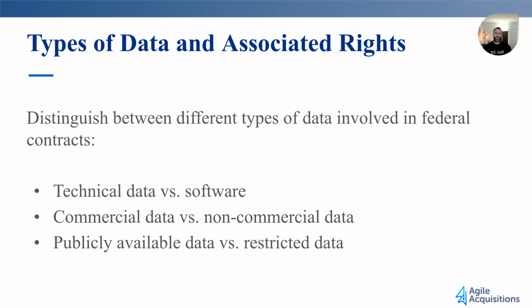Commercial versus non-commercial. Commercial companies will generally have established rights that they introduce anytime they sell. Think of Microsoft terms and conditions, end user license agreements. And non-commercial data is software that we've paid for as the government to build and create. Of course, publicly available data is just as it sounds. It's data that's accessible generally to anybody. And restricted data is information or code that is produced under a controlled agreement.